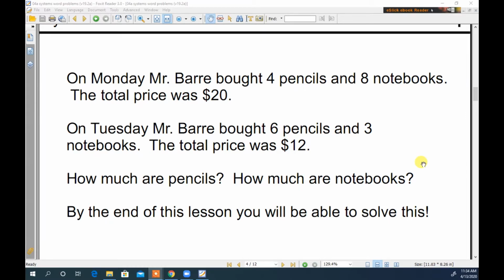So on Monday, Mr. Barr bought 4 pencils and 8 notebooks. The total price was $20. On Tuesday, Mr. Barr bought 6 pencils and 3 notebooks. The total price was $12. How much are pencils and how much are notebooks? By the end of this lesson, you'll be able to solve questions like that.